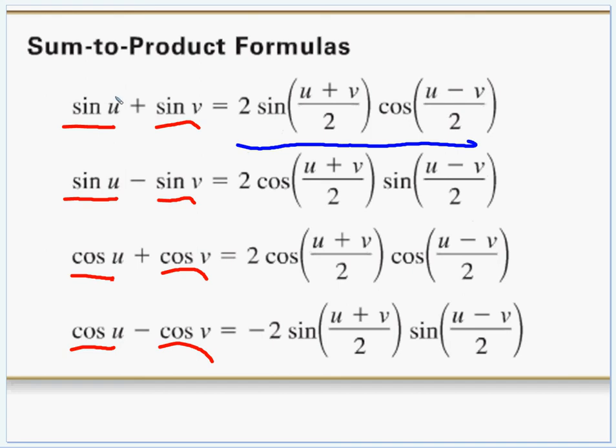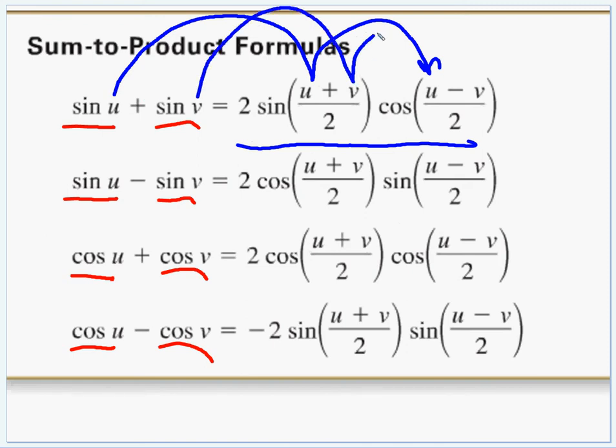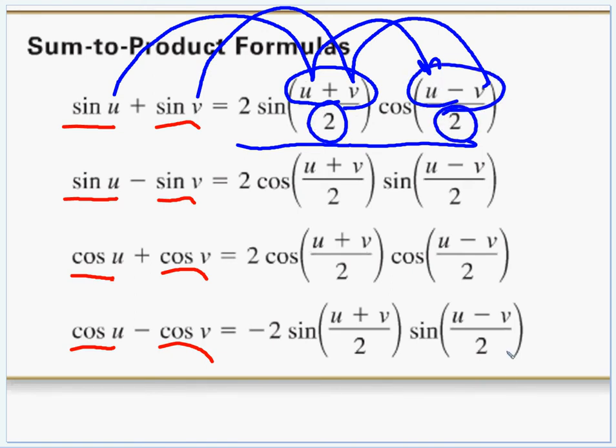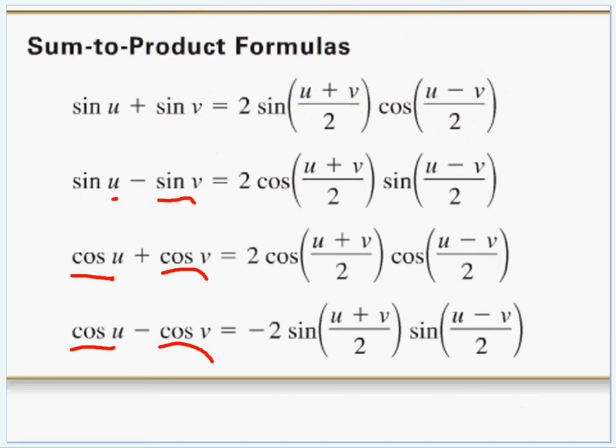Notice that stuff's just jumping into the formula. This u is going to jump into these spots, and this v is going to jump into these spots. So we're either going to add the angles and cut them in half, or subtract the angles and cut them in half. And if we look again here on the right side, and again back on the left, this was sine plus sine, sine minus sine, and we have our coses.